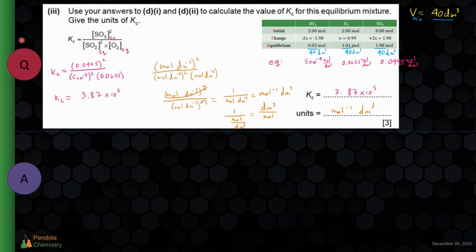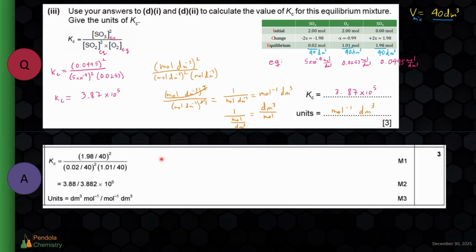So if we look at our mark scheme now, we see that we get 3 points for this question, 3 marks. The first one is for correctly setting up our expression with our concentrations instead of our moles. Notice they use the 1.98, 0.02, and 1.01, the moles, but they divide all of them by 40. Why? Because we just did that in a separate step here to get the concentrations and then plug them in. In the mark scheme, they're doing it all at once. So we get 1 point for that setup.